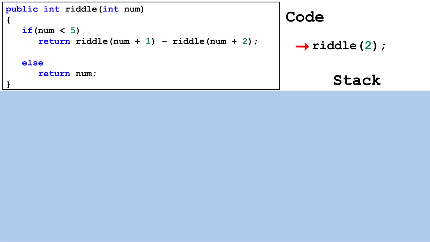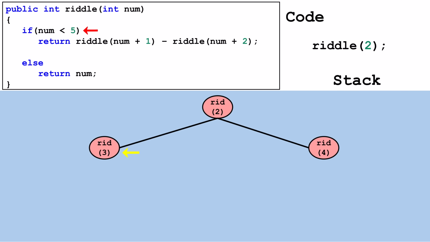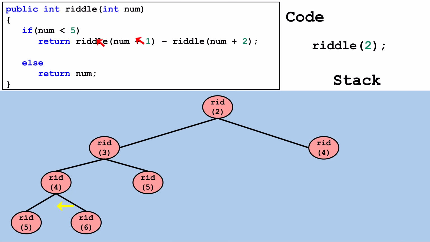Let's say we call riddle and pass it the value 2. In this stack frame, num has a value of 2. Num is less than 5, so it makes the calls riddle 3 and riddle 4. In this frame, num is 3, so we make a call to riddle 4 and riddle 5. In this frame, num is 4, so we make a call to riddle 5 and riddle 6. Here, num is 5, so we hit the base case, return 5, and pop this frame off the stack.